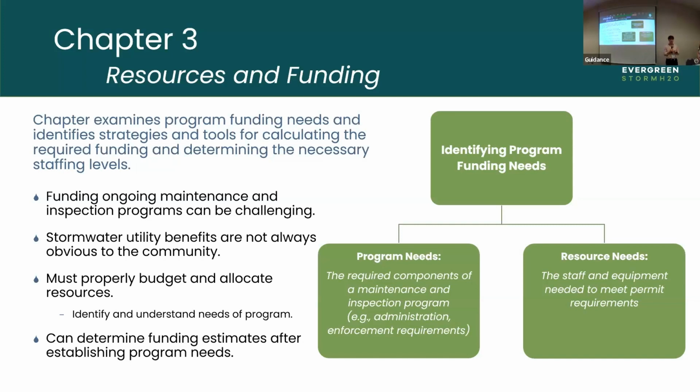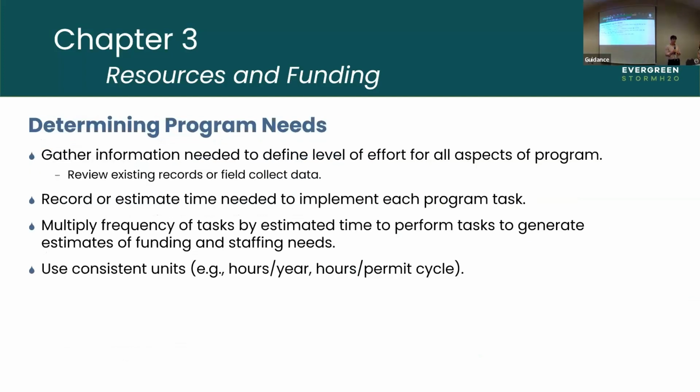As part of that, you have to identify and understand the needs of the program. So we can determine funding estimates after first establishing those program needs. That's what I'm going to talk about next. To determine those program needs, we want to gather information needed to define the level of effort for all aspects of the program. We can do that by reviewing existing records or collecting data in the field.